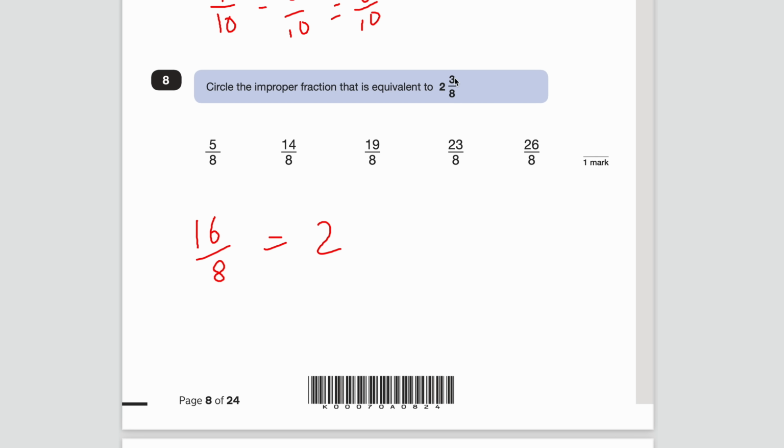We have 3 more eighths as well. So we also need to add that on. 3/8 plus 16/8 equals 19/8. Do we have that one? Yes, we do. There's your answer.